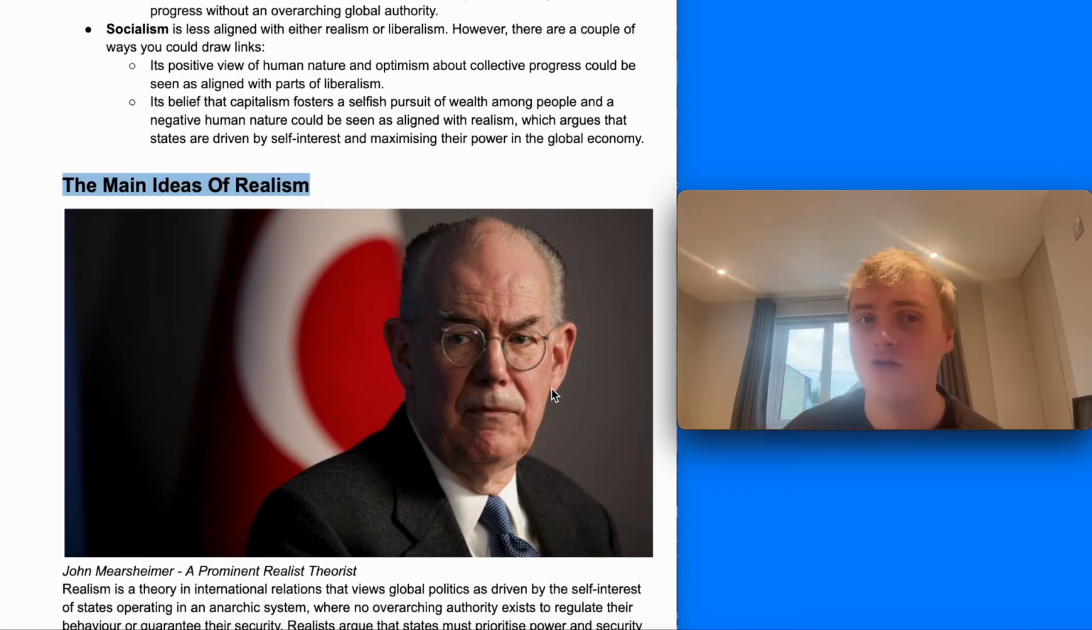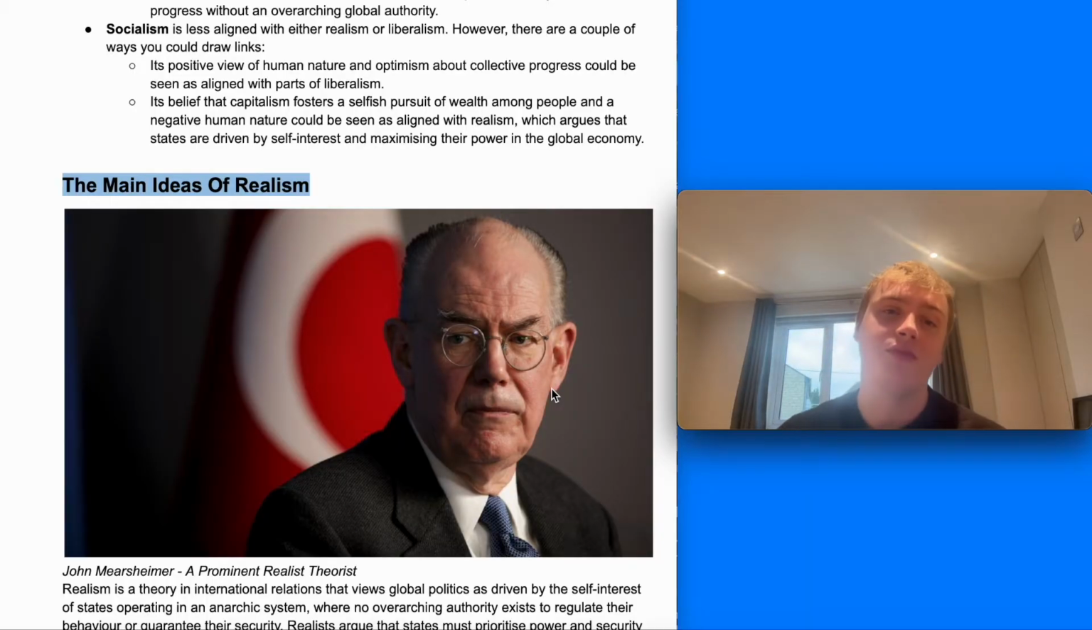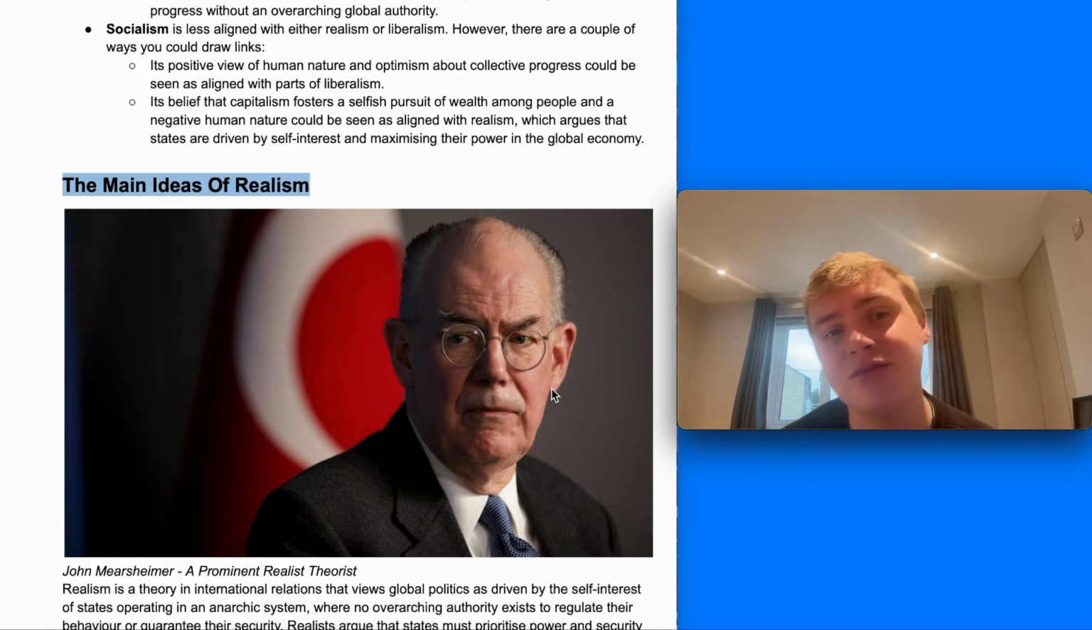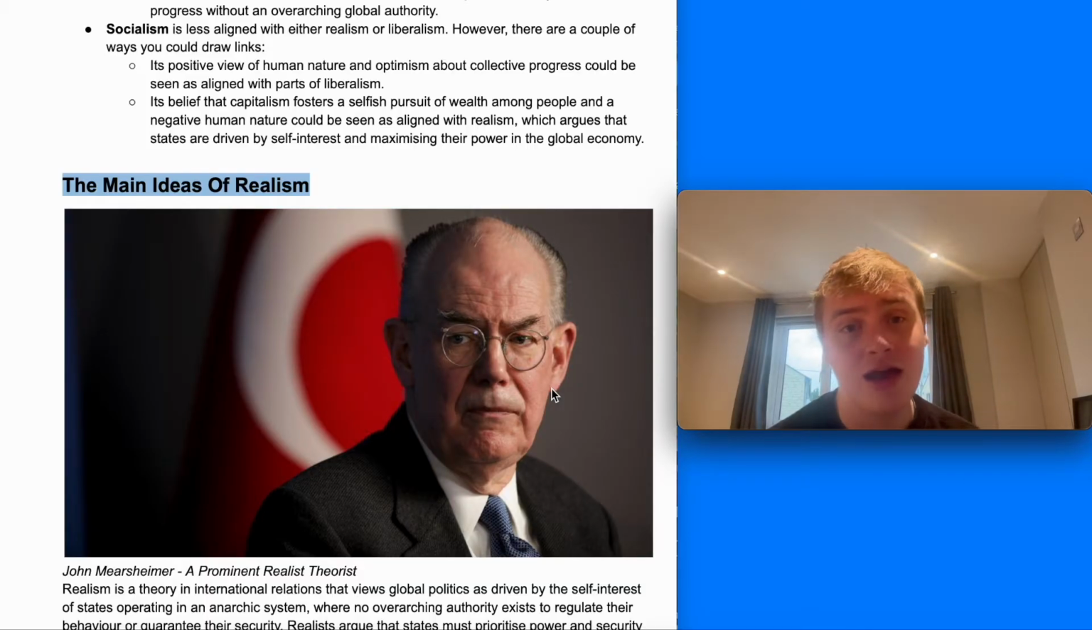Socialism is less aligned with either realism or liberalism. You're more likely to bring in conservatism or liberalism. However, there are a couple of ways you could draw links. So its positive view of human nature and optimism about collective progress could be seen as aligned with parts of liberalism, and its belief that capitalism fosters a selfish pursuit of wealth among people, and a negative view of human nature, could be seen as actually aligned with realism, which argues that states are driven by self-interest and maximising their power in the global economy.